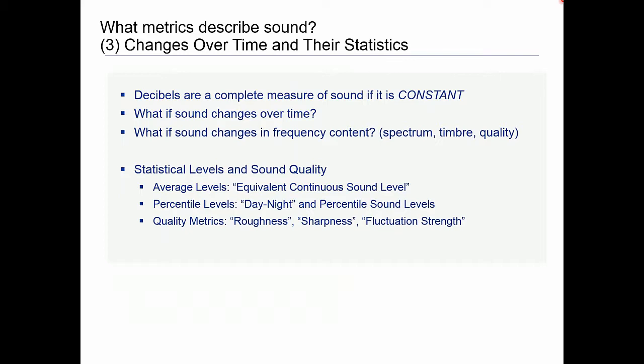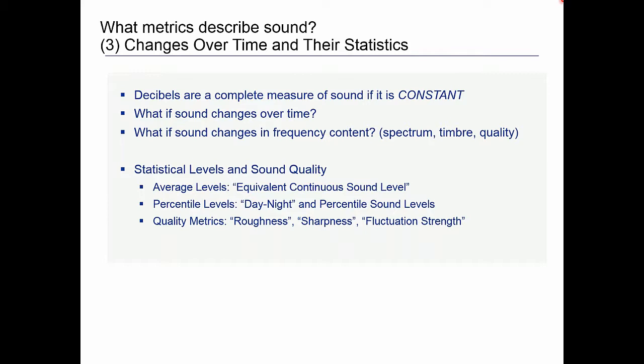Finally, there's the question of sound changing over time. A decibel is a complete measure of sound if the sound is constant. But what if it changes over time or changes in its frequency content? For those cases, we use statistical energy, sound levels and concepts from the area of sound quality. We can use average levels, something like the equivalent continuous sound level, which is a form of averaging decibels. We can use percentile levels, like day-night, where the nighttime noise has a penalty, or percentiles where you ask, well, what level does 90% of the sound go above, and what level is 90% of the sound below? And those can help us understand the impact on the nearby population or the listeners.